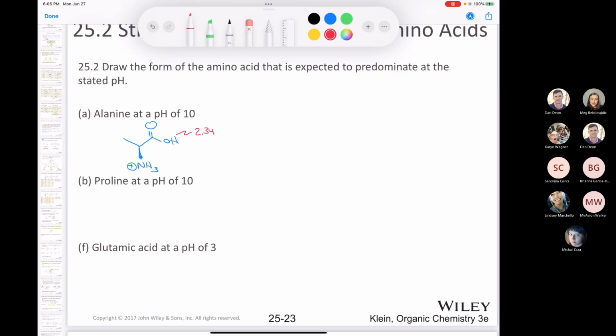And the pKa of the amine, the protonated form, is 9.69. So if we're at a pH of 10, this is more basic than both pKa values. Well, if we're in a more basic environment than either of these pKa values, that means it's going to be completely deprotonated. So at a pH of 10, we're going to have the carboxylate, not the carboxyl, and we're just going to have the unprotonated form of the amine.